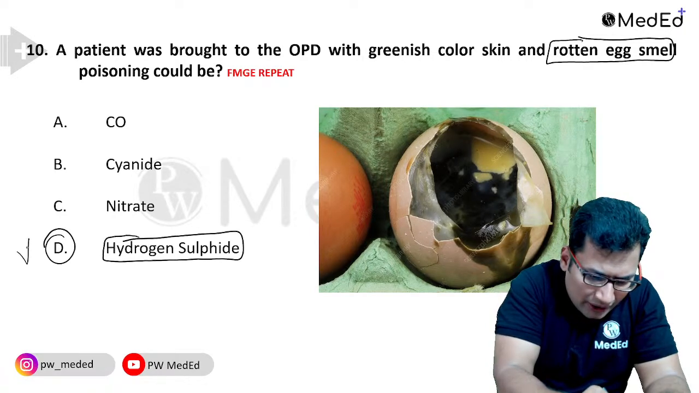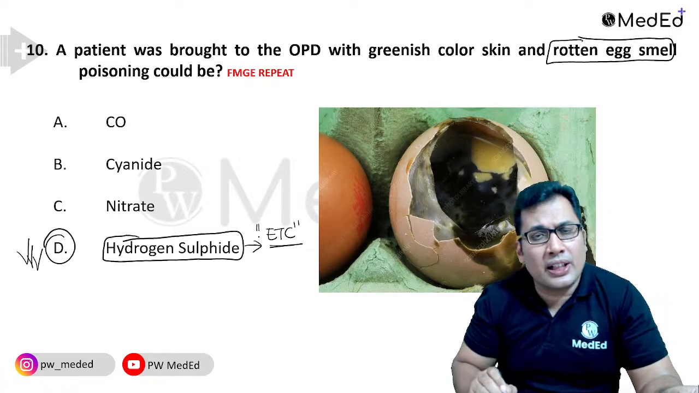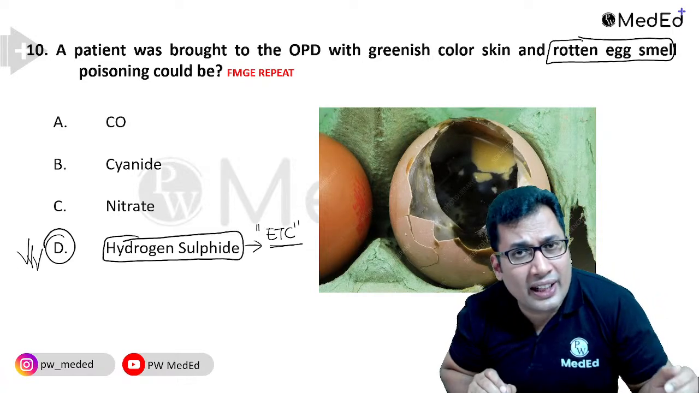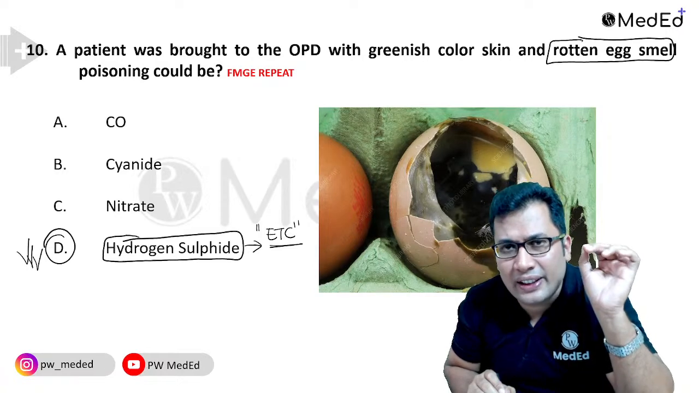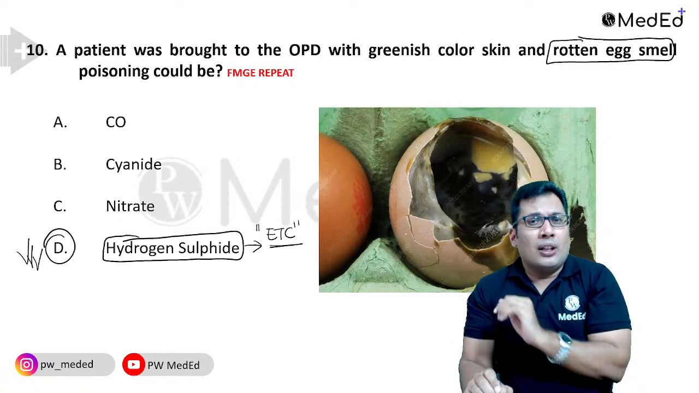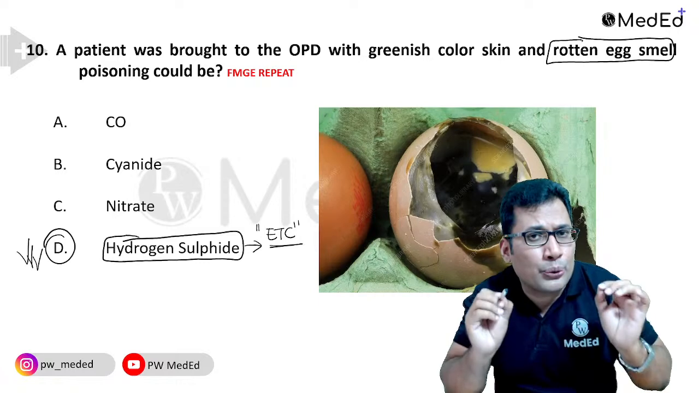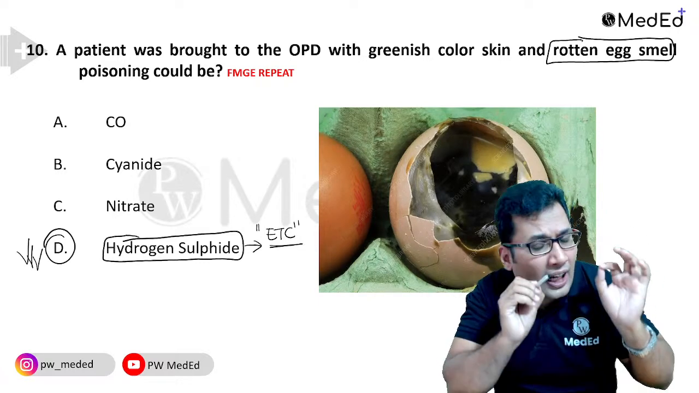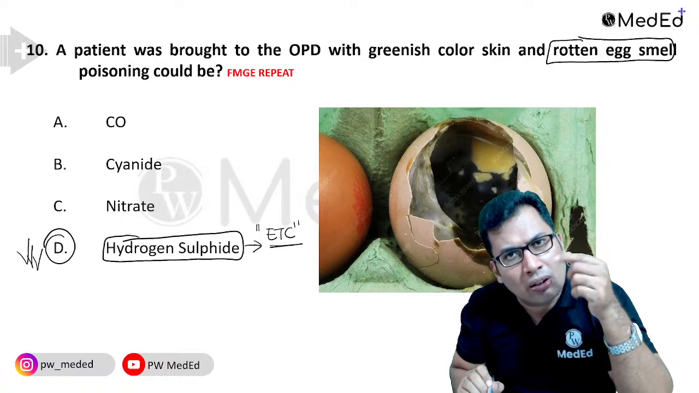This is the correct answer. Remember, hydrogen sulfide inhibits the electron transport chain. It is also known as drainage gas. It is also used in the Japanese detergent technique of suicide. If the question is asked in the exam, what is the agent used in the Japanese detergent technique of suicide? Your answer should be hydrogen sulfide. Garage death, carbon monoxide.